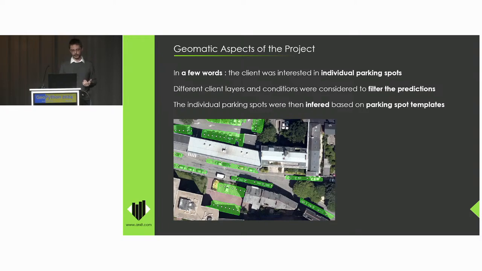Moreover, the client provided us with complementary geographical data for us to further filter the data. A complicated question was how to detect if a parking area was on the public domain or not. So the client provided us with land register and administrative data for us to be able to filter both the private and the public parking spots in order to end up with a relevant geographical layer. And at the end, of course, because the client was interested in individual parking spots, we had to make this inference of individual parking spots based on the geometry of the detected parking area.